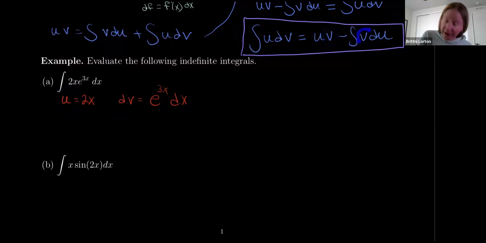I'm going to need a v. I'm going to have to find it. And I need a du, which I don't have. I'm going to have to find that. So let me find what I need first, and then I'm going to fill in that formula.